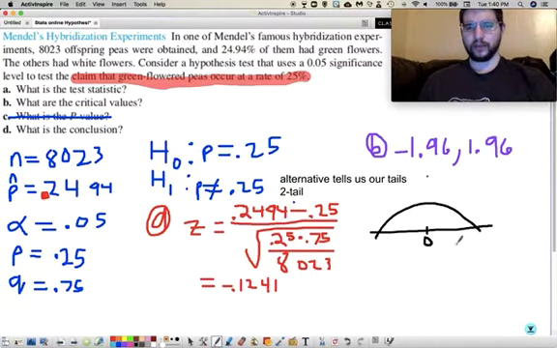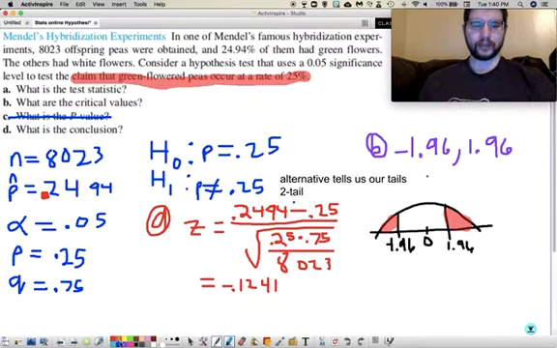Here's our median. And our boundaries are plus or minus 1.96. And our critical region, our rejection region, is outside of those boundaries. So anything in this shaded region, we'd reject the null hypothesis.